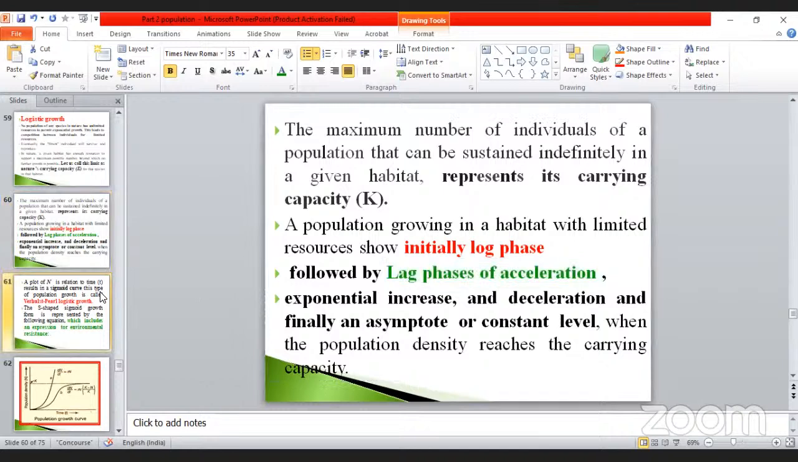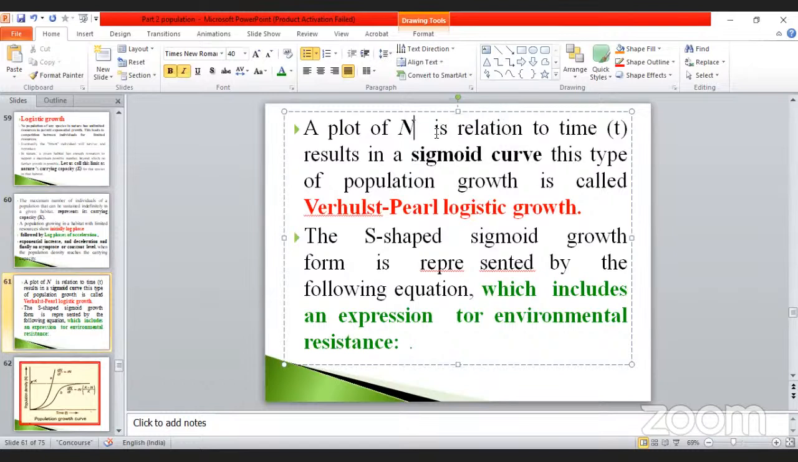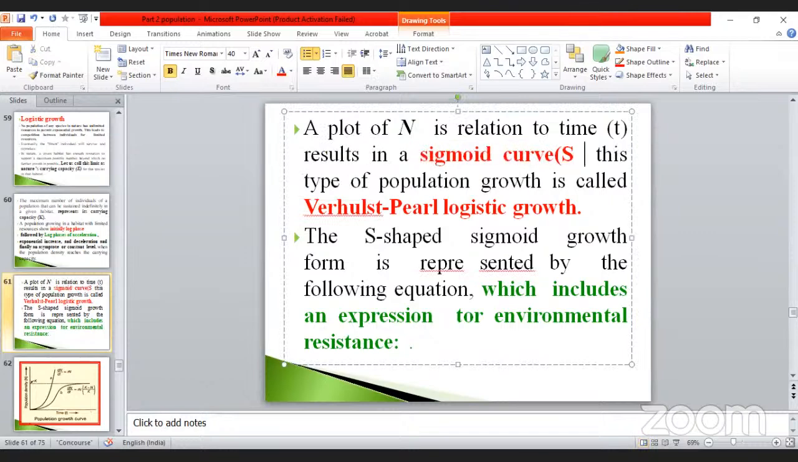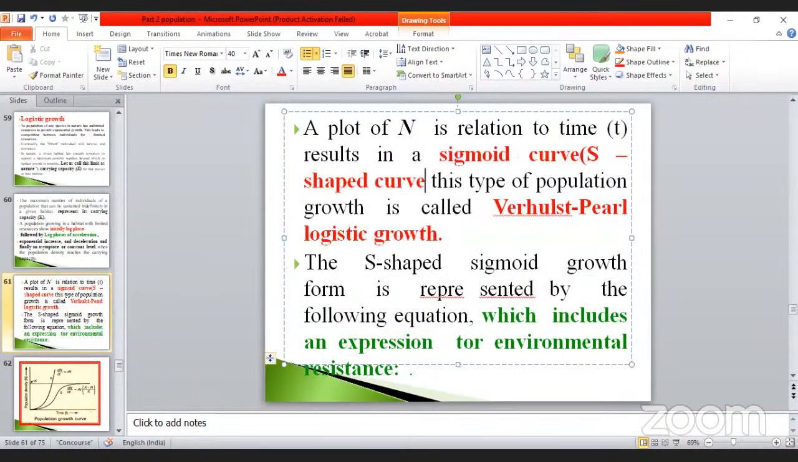Okay, my dear. See that one? A plot of N in relation to time. Already told you, N is denoted as numbers and T is denoted as time. So how many hours, how many years the population will increase. Every 10 years they are taking the population, the census, isn't it? It results in a sigmoid curve. Sigmoid curve is nothing but the S-shaped curve. We will obtain an S-shaped curve.